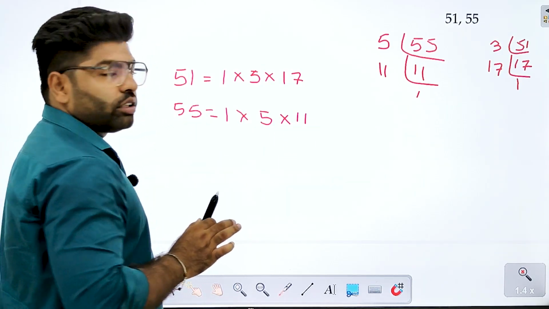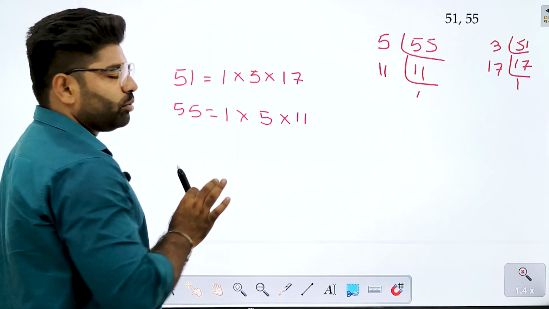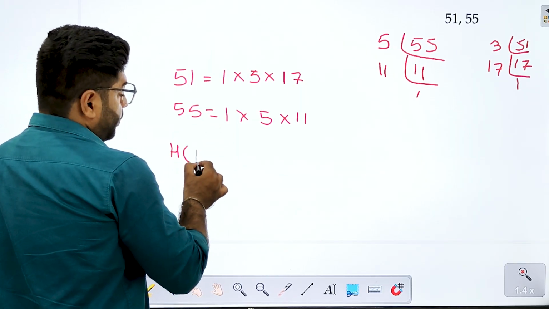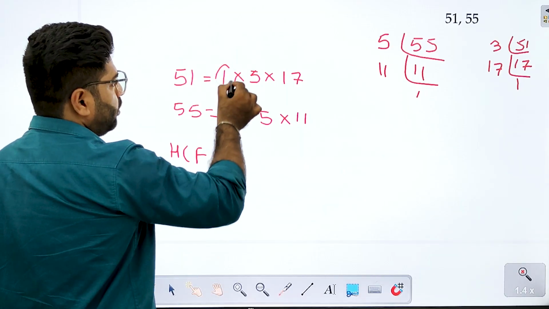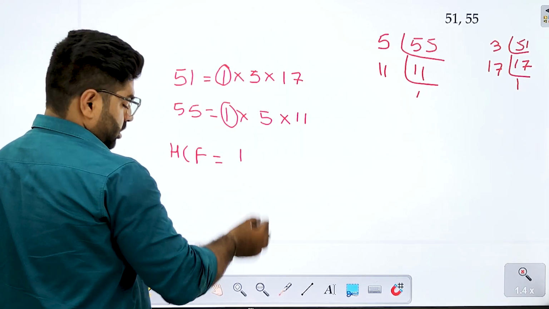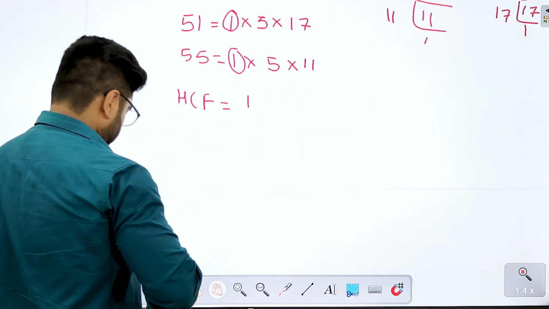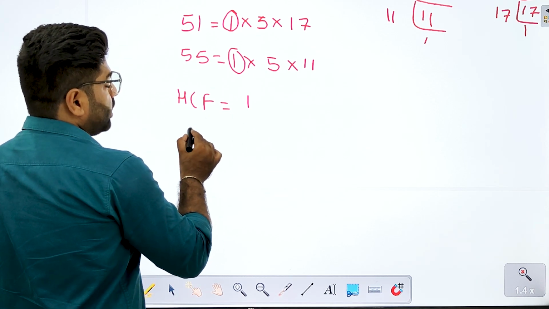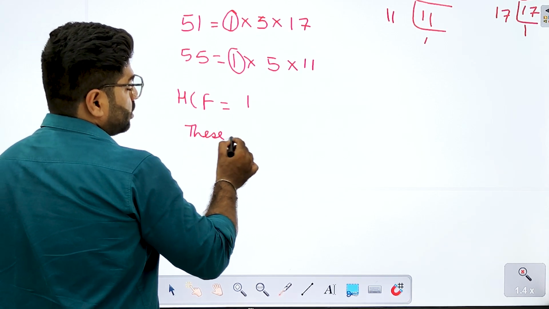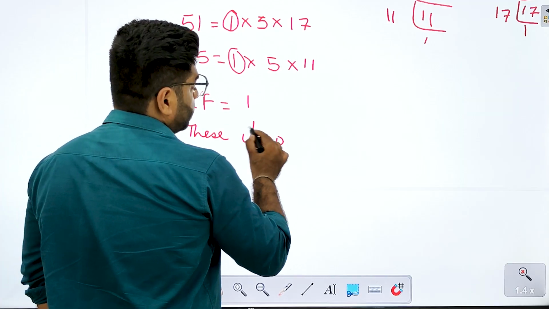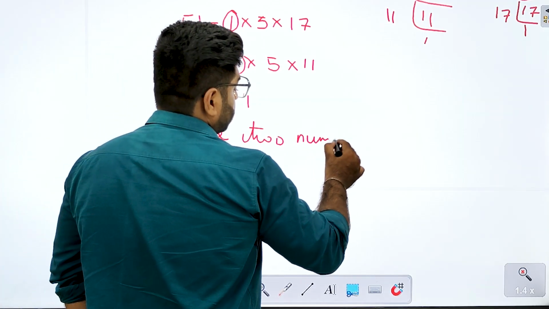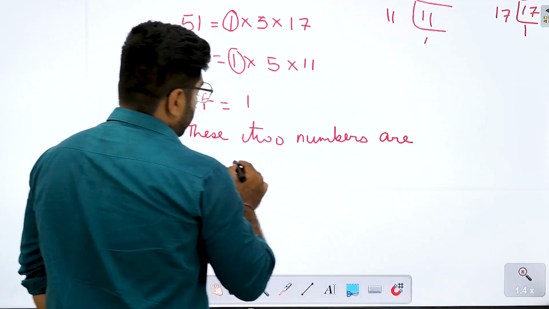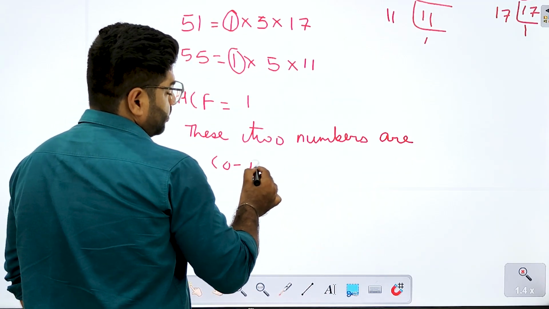If we see that in these two numbers, anything is common? Yes, you can say that if we talk about the HCF, there is only 1 as the common factor. So, whenever we are having 1 as a common factor or highest common factor, then we can say that these two numbers are co-prime numbers.